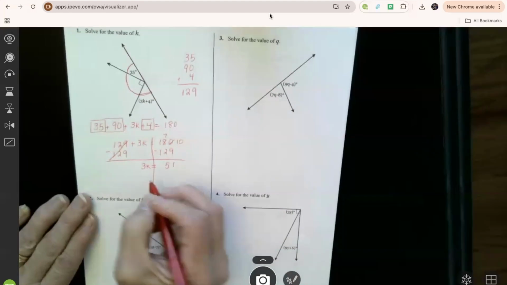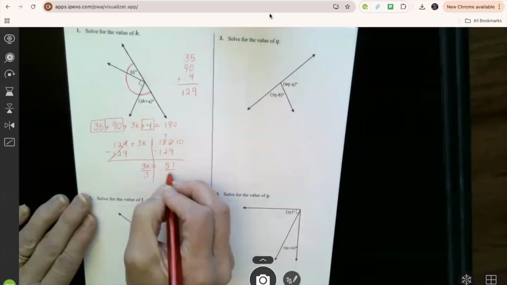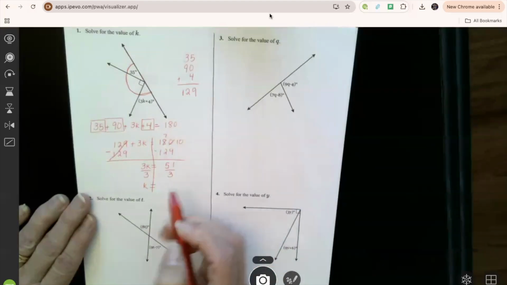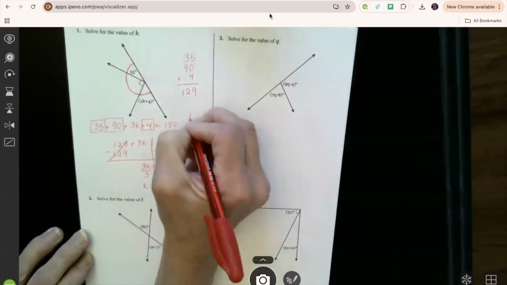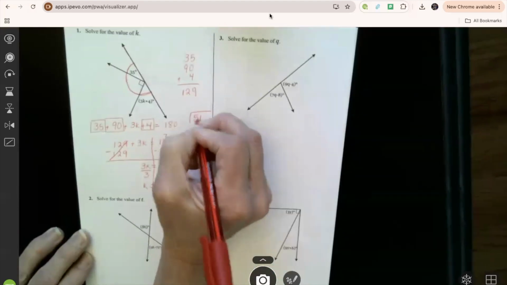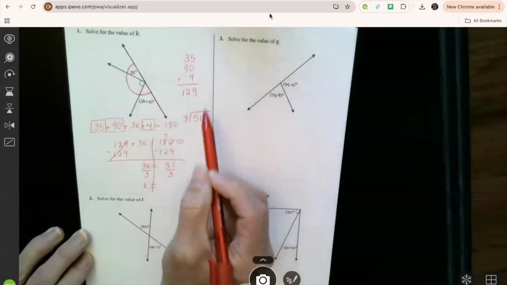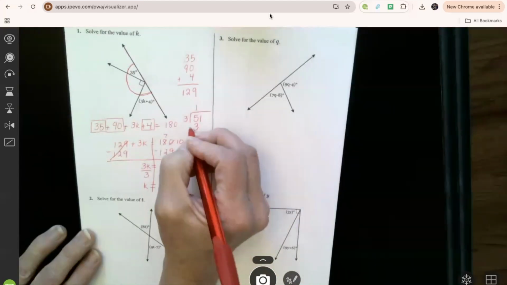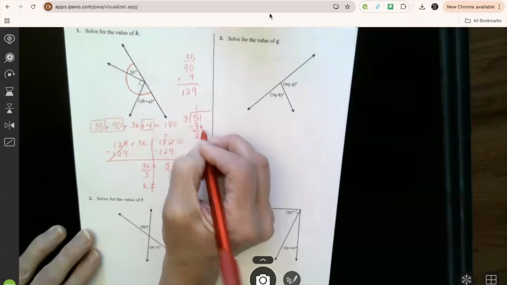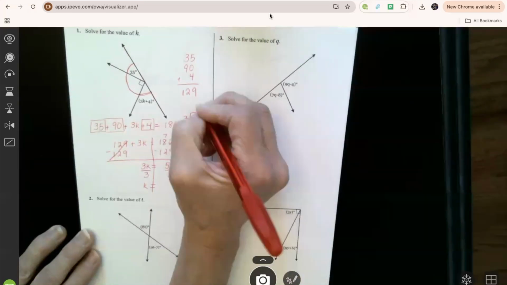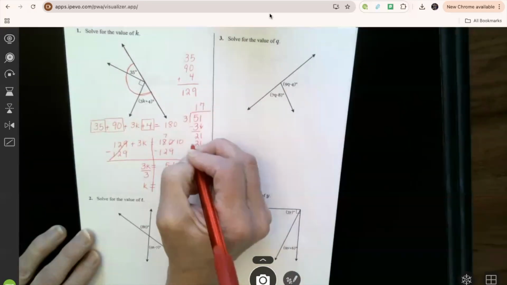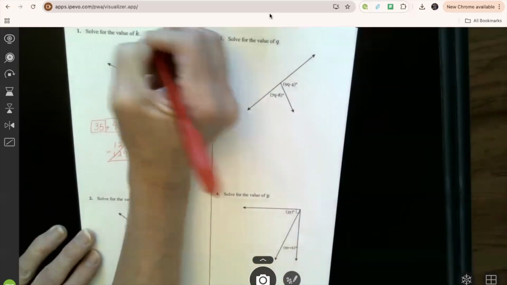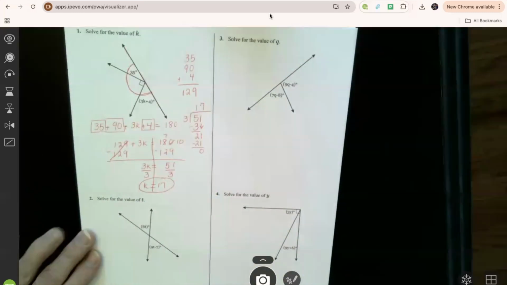Now I'm going to divide both sides by 3. And I have K equals, if you're not sure what 51 divided by 3 is, let's do some more work on the side. I think it should be 17. So 3 goes into 5 one time. 1 times 3 is 3. Subtract and you get 2. Bring down the 1. 3 goes into 21 7 times. And our K value is 17. So you can just leave it just like that.